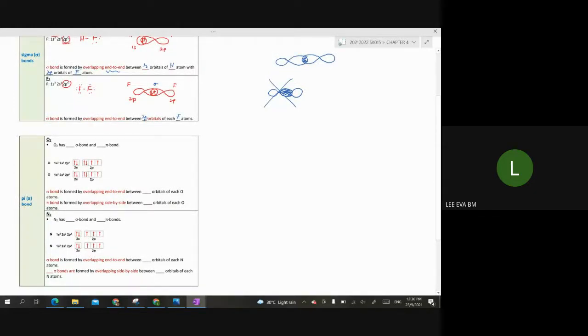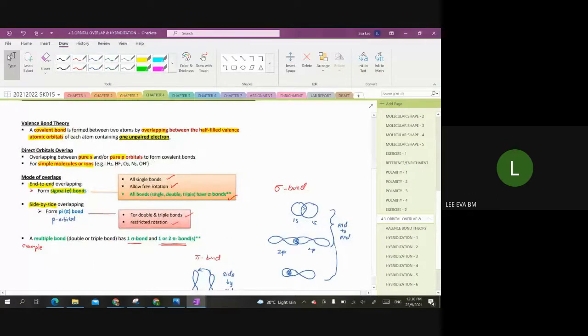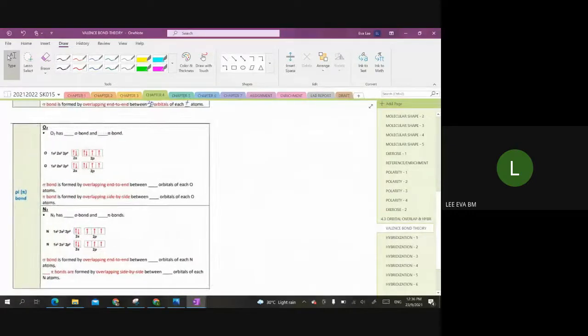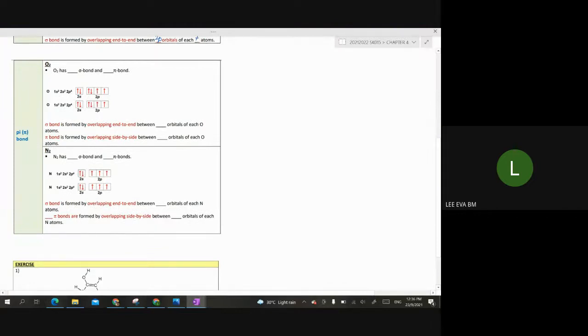Now we want to bring in the pi bond. Okay. So we go back to the last sentence madam mentioned. A multiple bond has 1 sigma bond and 1 or 2 pi bonds. So look at the second, the bottom example, where we are using the pi bond. We start off with the Lewis structure of oxygen. Here madam draws at the side the Lewis structure for O2. So O2 has a Lewis structure looking like this.